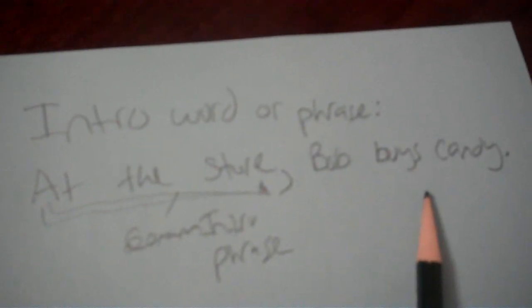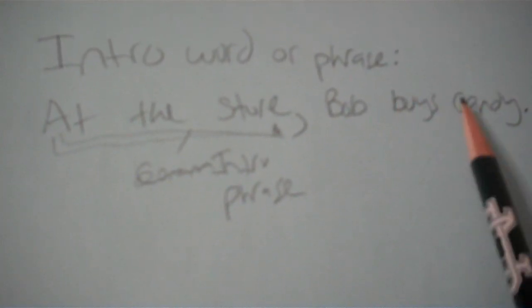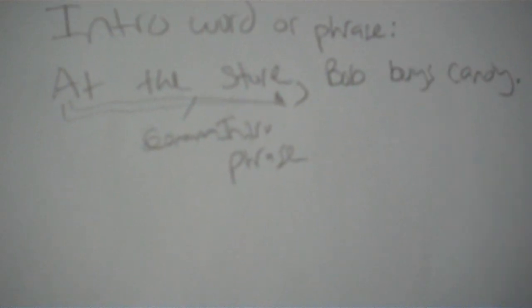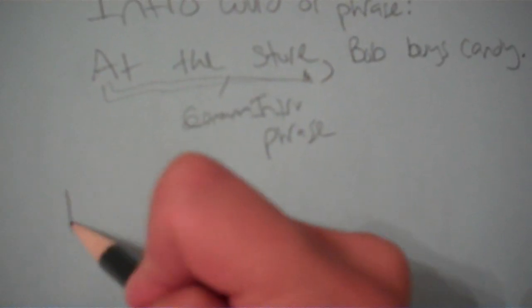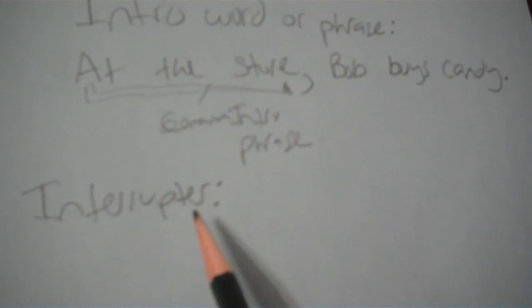Okay. So again, just to review, whenever you have an introductory word or phrase and it's not necessary to the sentence, then usually you put a comma after that introductory word or phrase. Let's look at one example of an interrupter. Okay, so you also need commas around interrupters.